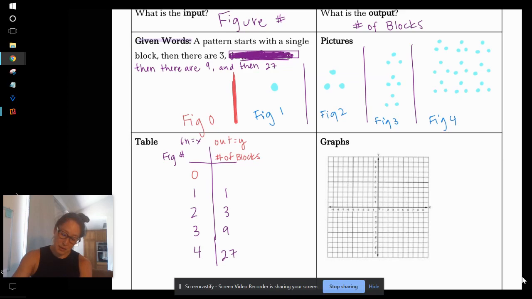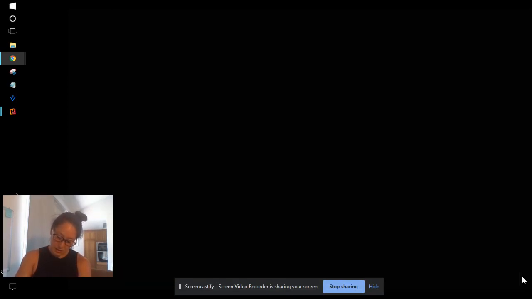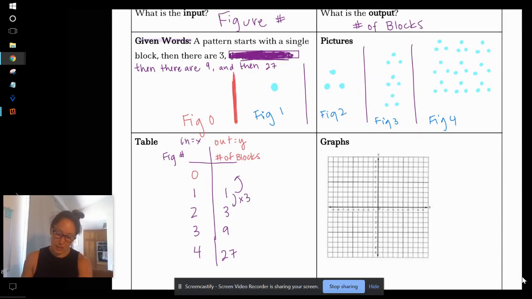If I work backwards, then I can see, let's see, it looks like I'm multiplying by 3 to get to each number. So the inverse of multiplying is to divide. So I have 1 divided by 3, 1/3. All right, that's just for fun.